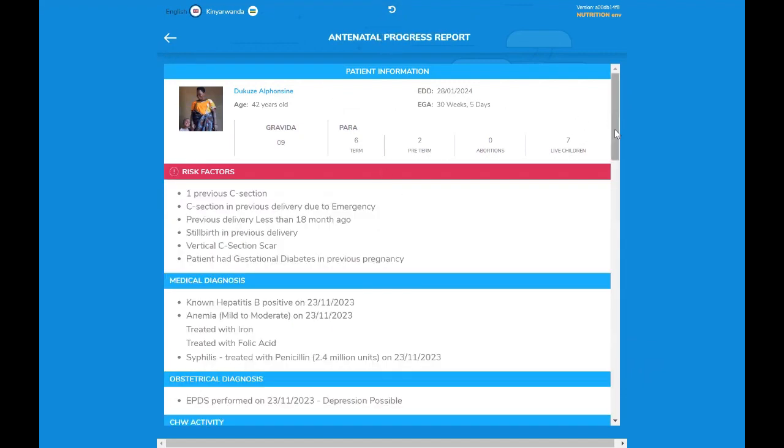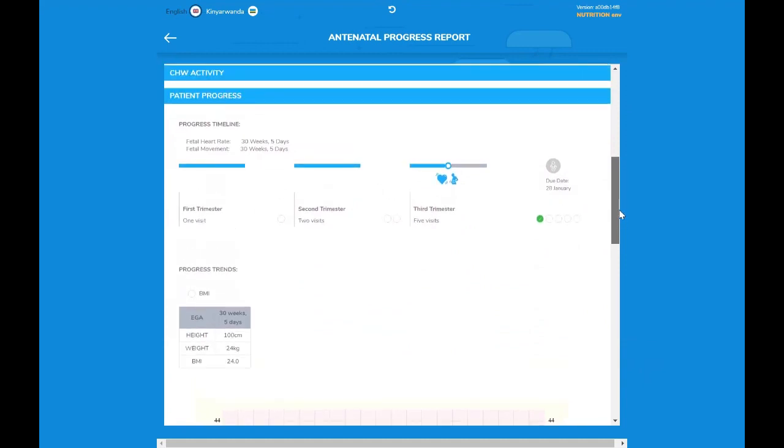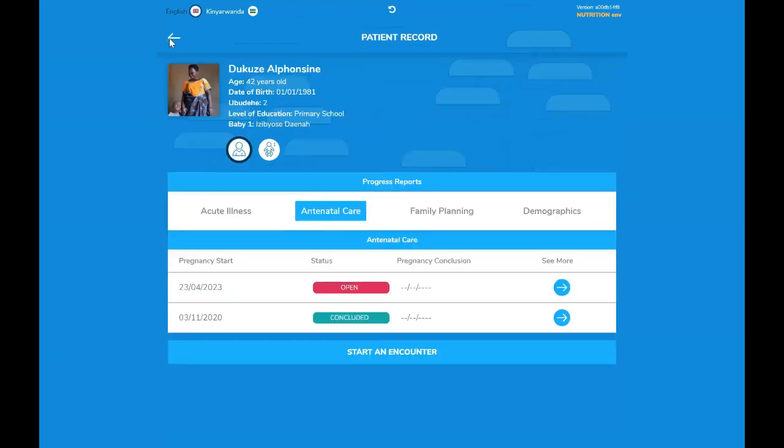And a community health worker is able to see this progress report at the village level, and the health center is able to see this progress report at the health center level as well, and also at the hospital.